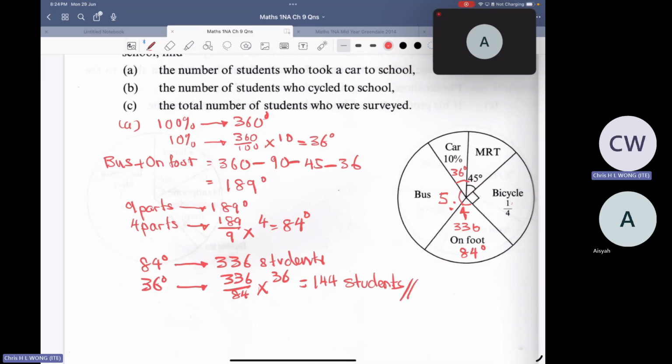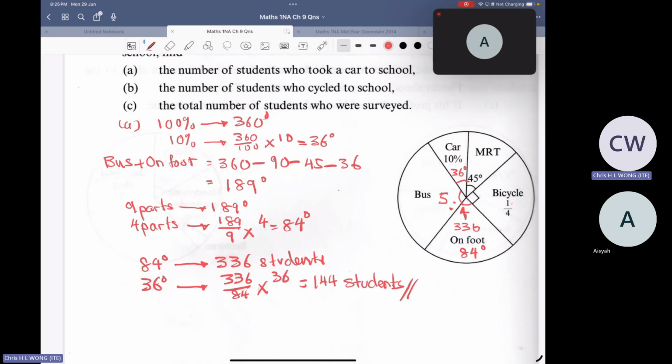Only A is a bit challenging. The rest, B and C, are quite easy. I hope you understand. Find the relation. That's your job. Find the relation. Now, the second one, you do for me. The number of students who cycle to school. Cycle is this one, yeah.